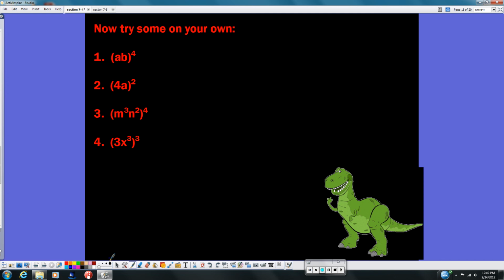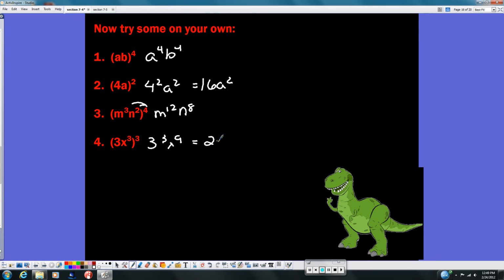Let's try some examples. For the first one, you would have a to the 4th, b to the 4th. For the second one, you would have 4 to the 2nd, a to the 2nd. And of course, we could simplify 4 to the 2nd by doing 4 times 4, which is 16. Here, we're going to multiply our exponents, power to a power. So, m to the 12th, n to the 8th. And the last one, 3 to the 3rd, x to the 9th. So again, 3 to the 3rd can be simplified, 27 x to the 9th power.